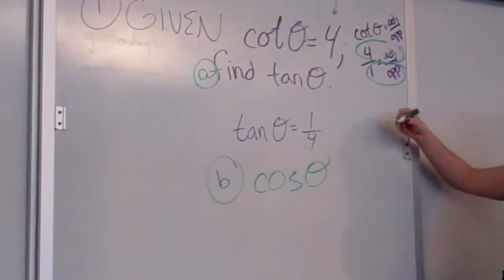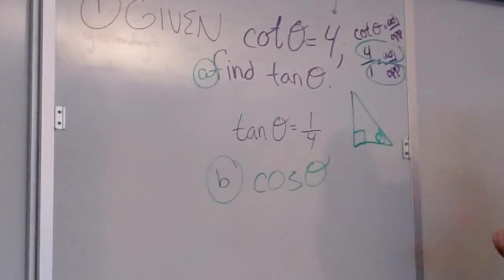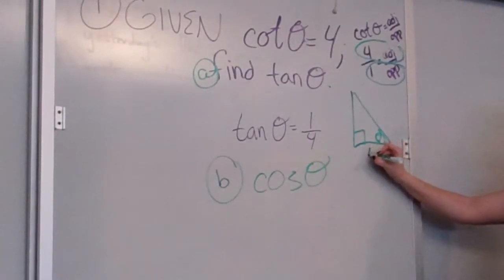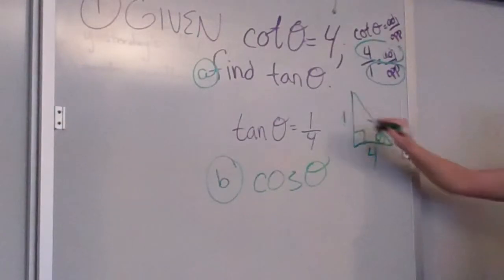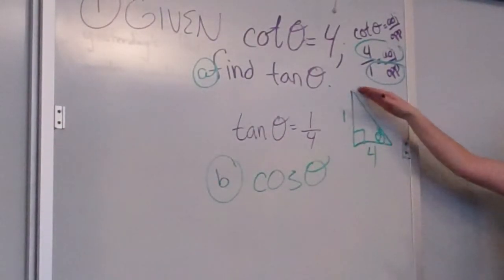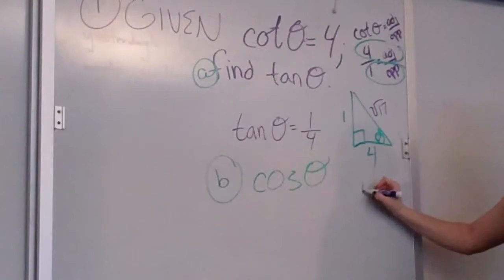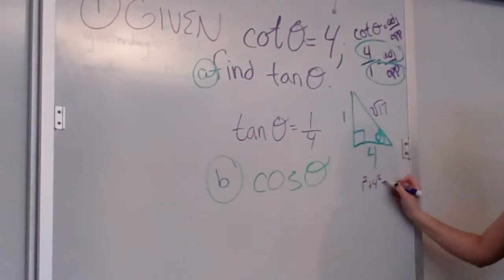So what you can do now is draw your triangle. You can draw your theta. The adjacent side is 4. The opposite side is 1. And you can figure out what the hypotenuse is. What is the hypotenuse? The square root of 17. How do you get that? 1 squared plus 4 squared, and then take the square root of that.